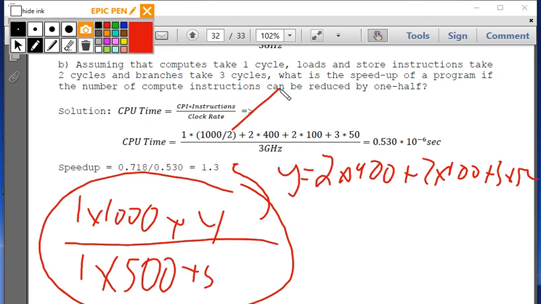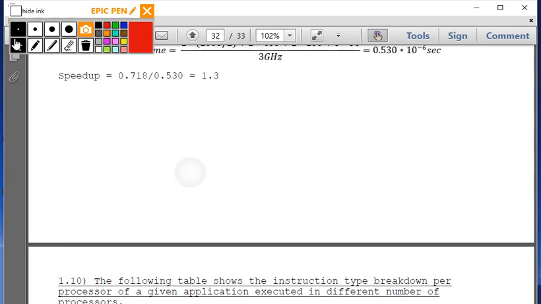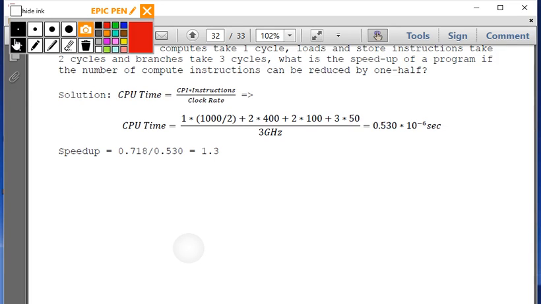Okay. Any questions on that before I move on to 1.10? Okay.